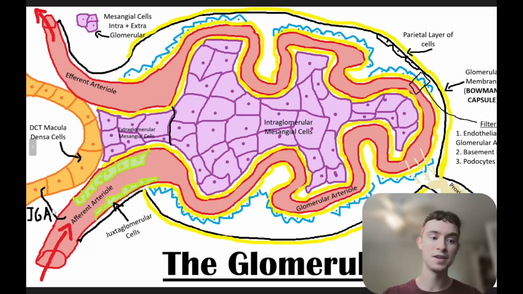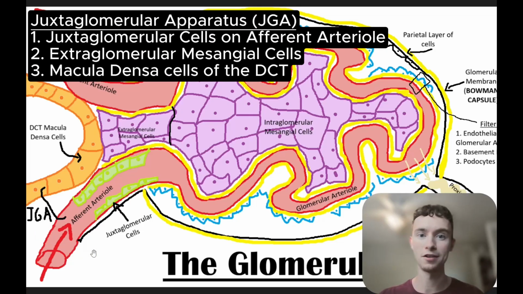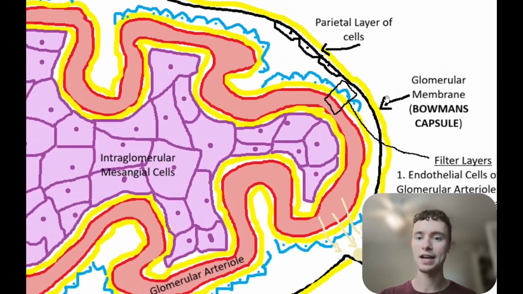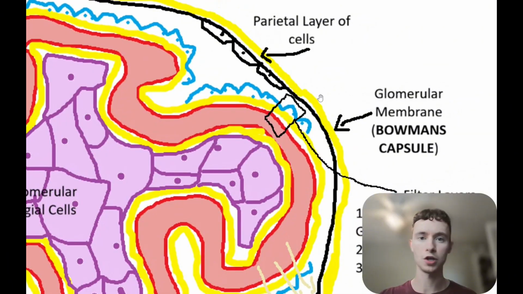And this whole system is called the JGA that I've represented here, called the juxtaglomerular apparatus, okay? And that, again, makes up the juxtaglomerular cells of the afferent arteriole, the extraglomerular mesangial cells, and the macula densa cells of the distal convoluted tubule. Those 3 things make up the juxtaglomerular apparatus, which again is responsible for regulating the systemic blood pressure and controlling the overall rate of blood filtration through the kidney. So now that we understand this key system here, let's dive in a little deeper into the filtration membrane.